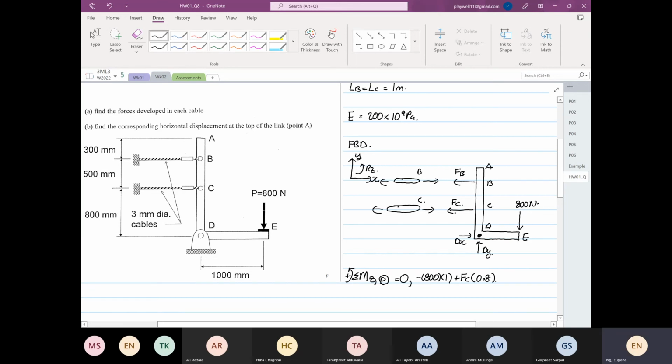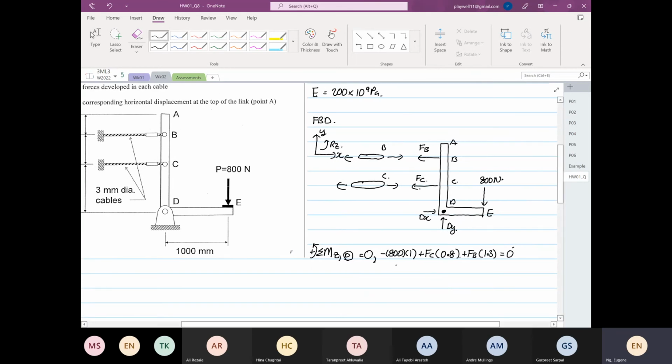So FC is going in the anti-clockwise direction. FB is also going to do an anti-clockwise direction. And that distance is 800 plus 500, which is 1.3 meters. And then everything is equal to 0. Okay. So you have 0.8 FC plus 1.3 FB, and the whole thing is equal to 800. Okay, this is equation number 1.